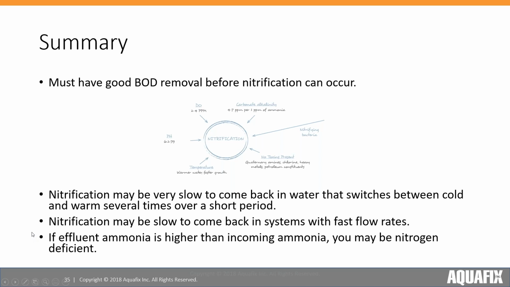Nitrogen deficiency may also make it look like you have lost nitrification due to higher effluent ammonia levels. However, you might actually be running on too little nitrogen. In this case, adding nitrifiers does not help, but actually adding a good nitrogen source does. So some common signs of nitrogen deficiency include effluent ammonia that is higher than your influent ammonia, the presence of bulking filaments such as type 021N or Thiothrix, and possibly slimy looking mixed liquor or flocks if you're looking at it under the microscope.